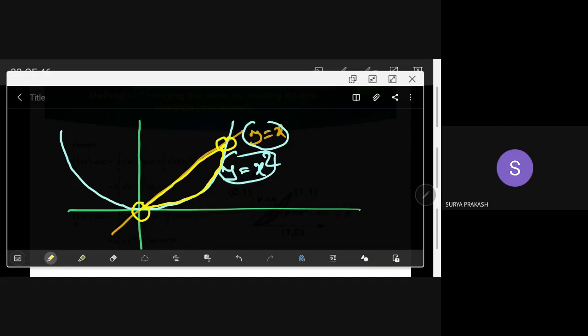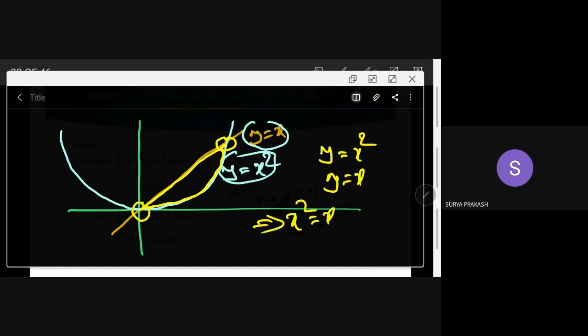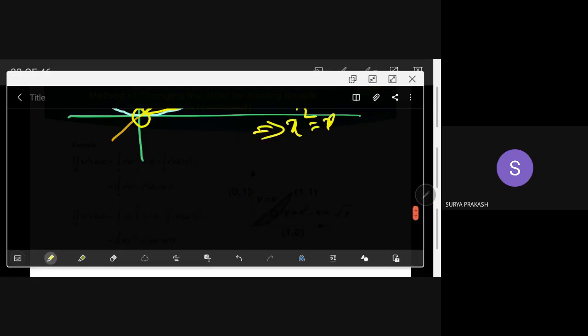On one hand you have y is equal to x square, on the other hand you have y is equal to x. So x square is equal to x. So x square minus x is 0. So x into x minus 1 is 0. So either x is 0 or x is 1.